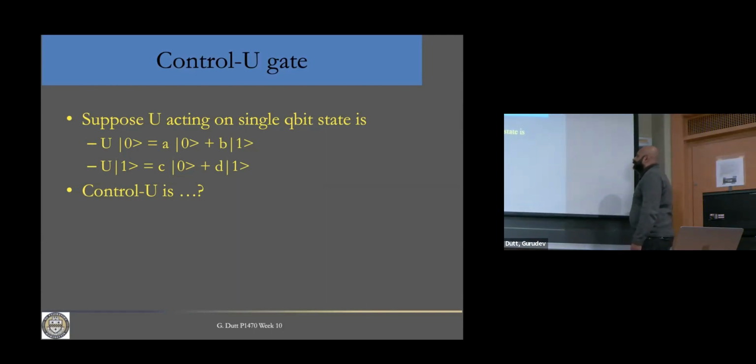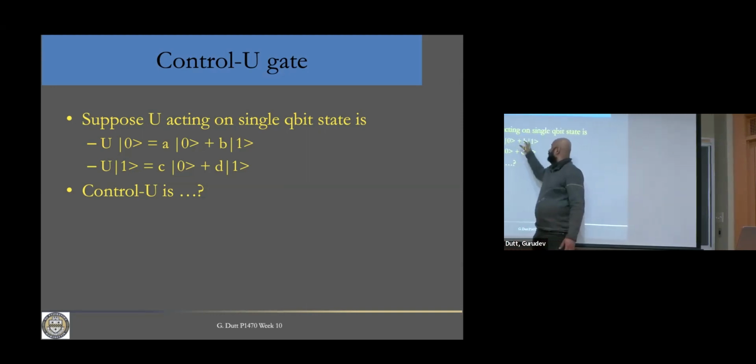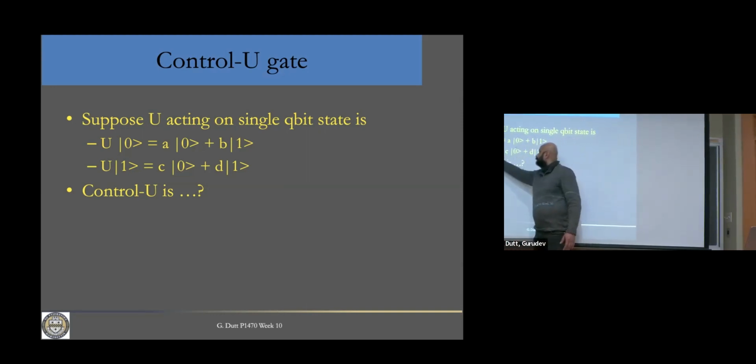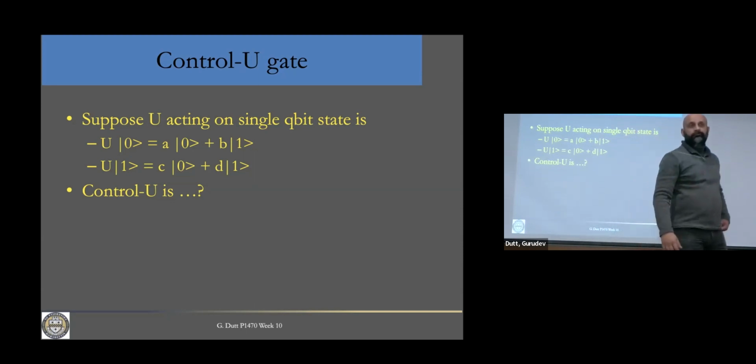Yeah, I think by now you'll be able to get this one. Suppose any general U, I take any general U, right? U acting on the state 0 is A 0 plus B 1. U acting on the state 1 is C 0 plus D 1. Okay. So what is the matrix for U?